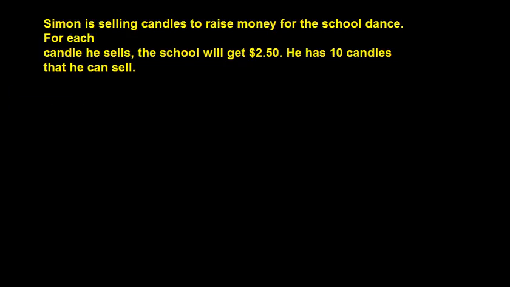So, here we go. Here's what this says. Simon is selling candles to raise money for his new show, American Idol School Dance. For each candle he sells, the school will get $2.50. He has 10 candles that he can sell, so let's create a graph because we want to know how much money he can make. But here's the rub: we don't know how many candles Simon is actually selling, because he can sell no candles or he could sell an entire collection of 10 candles. So let's create our graph.